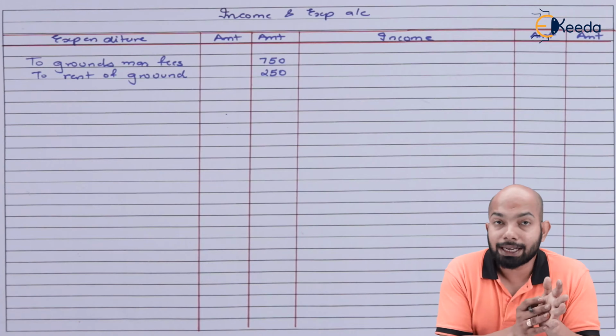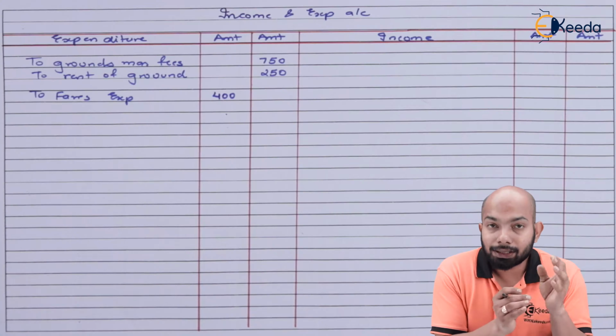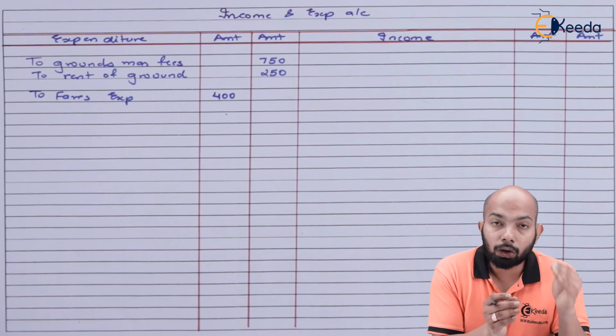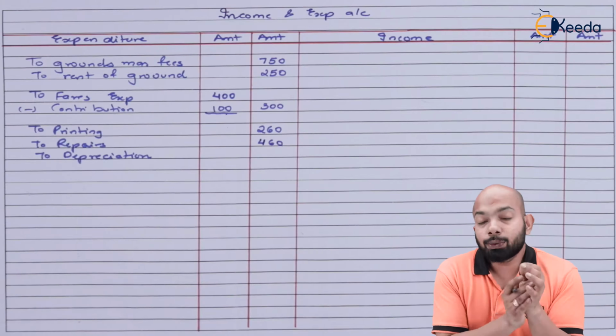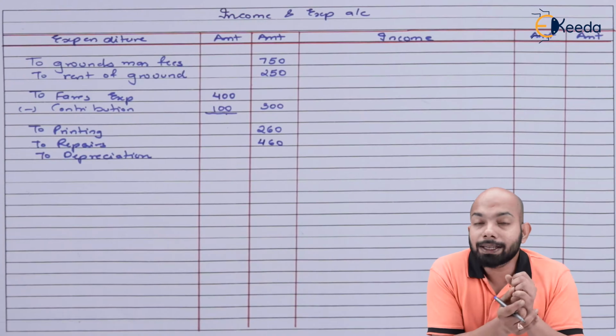The next one will be the fares expense. Certain expenses have already been mentioned, and out of that the contribution of our own has to be subtracted. So we'll subtract the contribution. The next ones are the printing and repairs expenses. The net amount has been mentioned there.